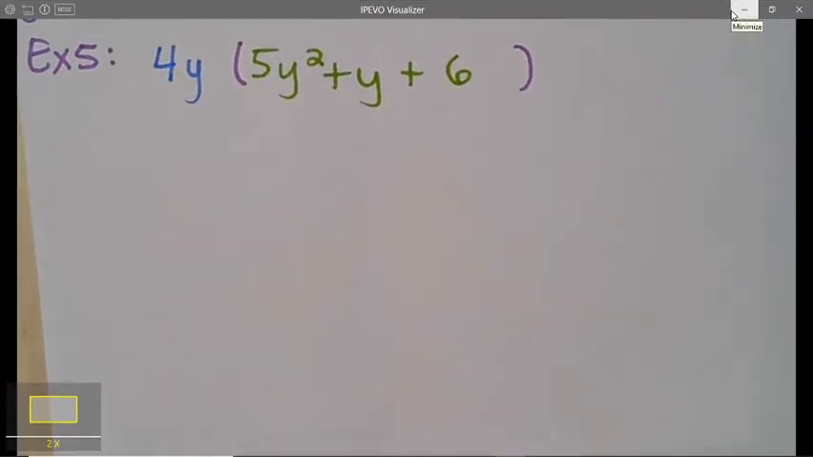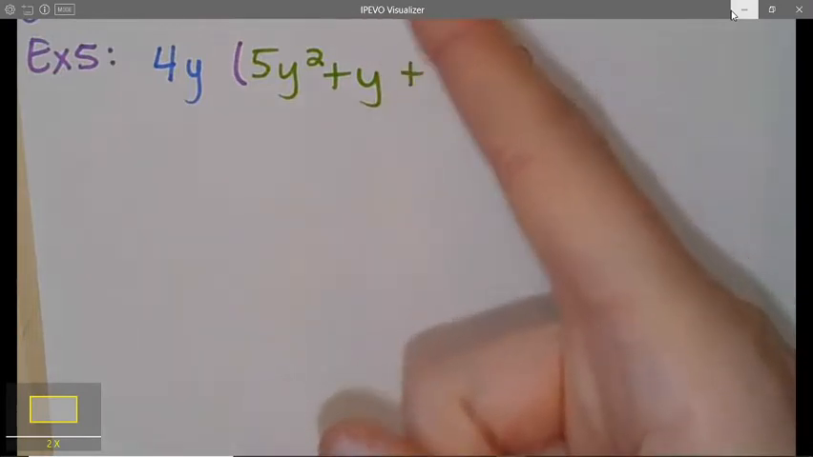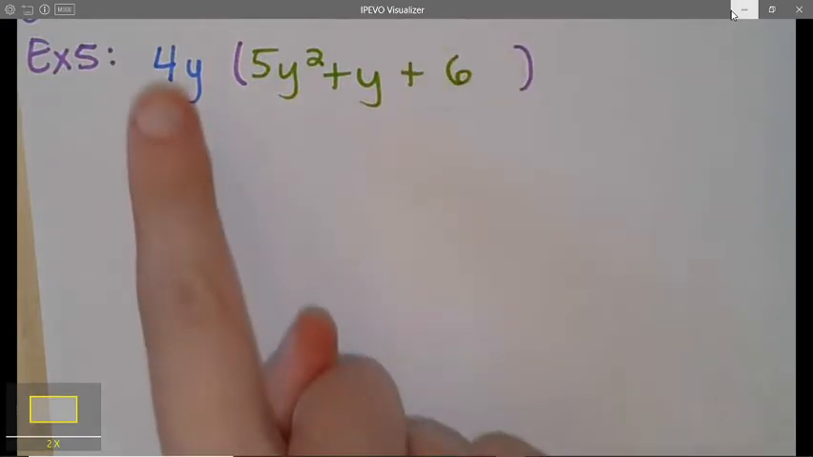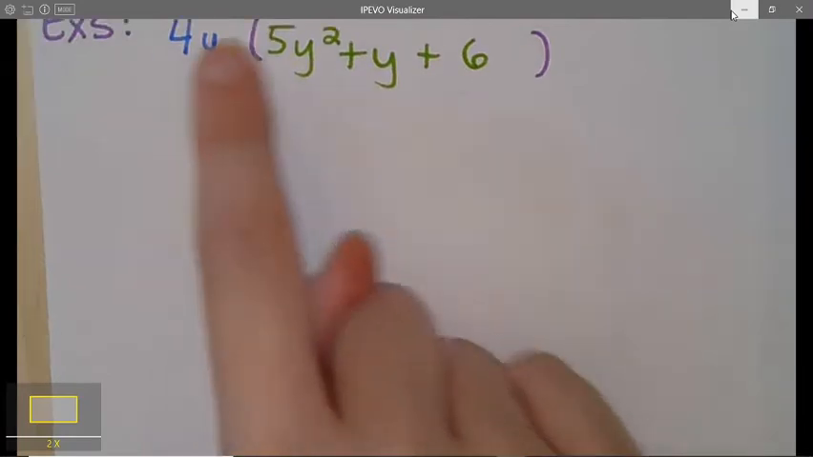Welcome back, you guys. So example 5 is pretty much the same as example 4. So if you understood example 4, I encourage you to try example 5 on your own, fast forward to the end, and see if you get it right. Otherwise, let's get started. So again, we have a monomial multiplying to a polynomial.